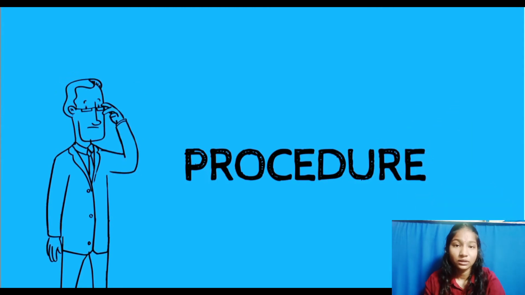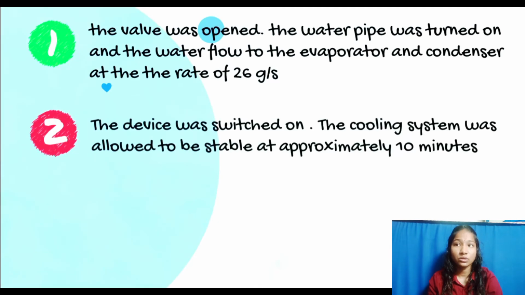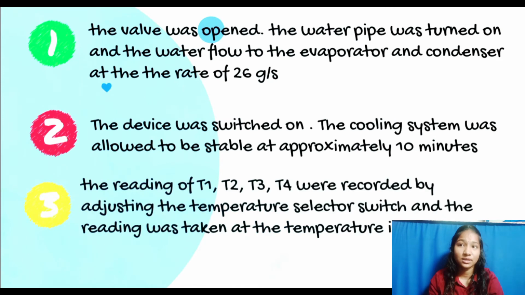For the procedure part, according to the video uploaded, the first step is the valve was opened and the pipe was turned on and the water flowed to the evaporator and condenser at the rate of 26 grams per second. The second step is the device was switched on. The cooling system was allowed to be stable at approximately 10 minutes.